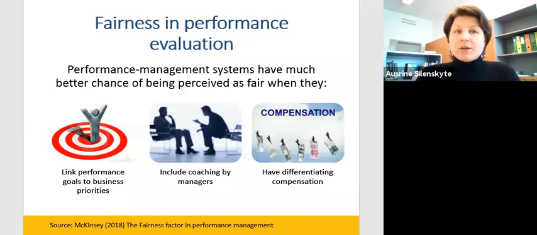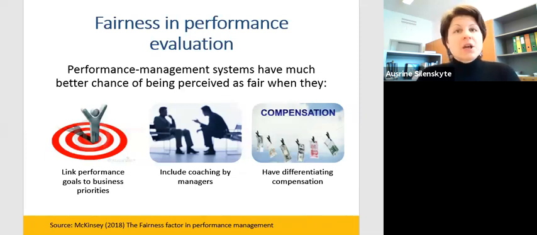Now, differentiating compensation. Even if some cultures tend to remain silent or avoid using employee ratings, if there is no clear rating system for what performance, what compensation should be given, the system is seen as less effective by many employees. So there should be clear criteria for each rating and an explanation of how these criteria apply.